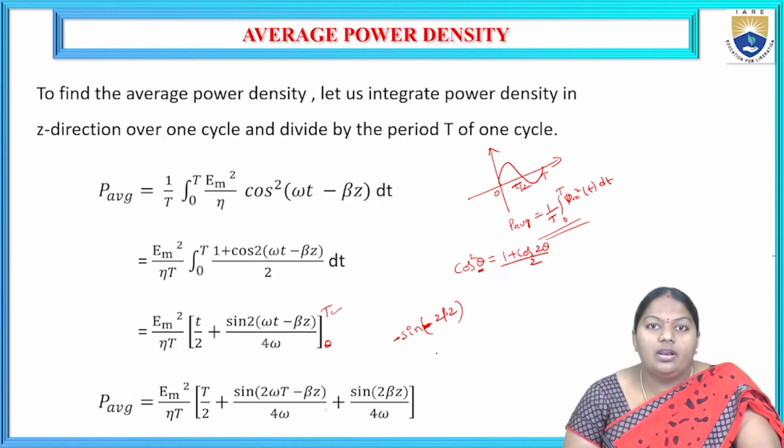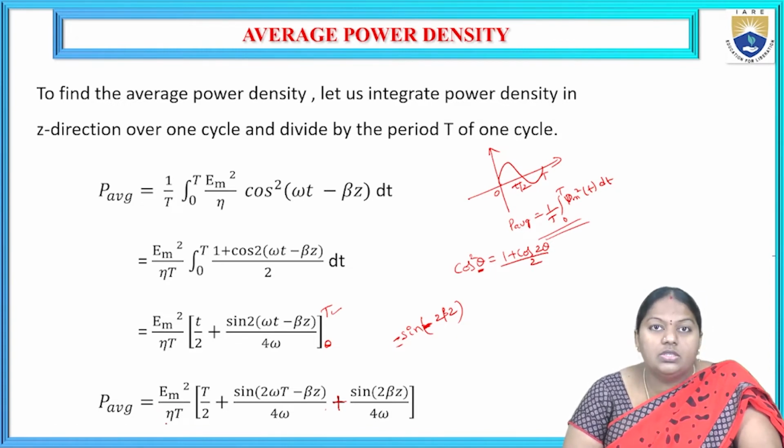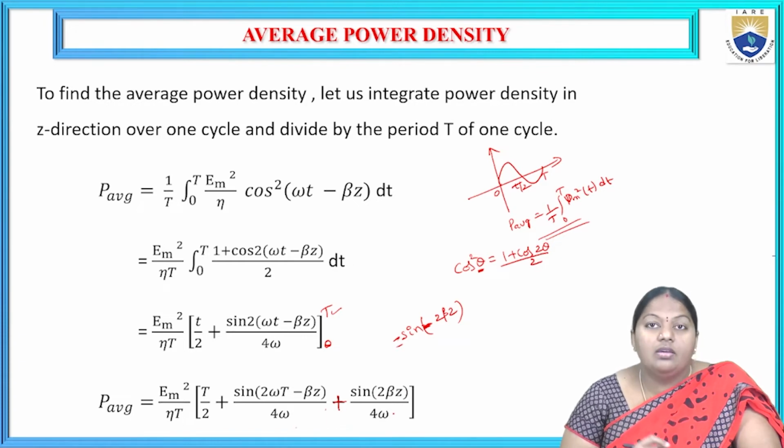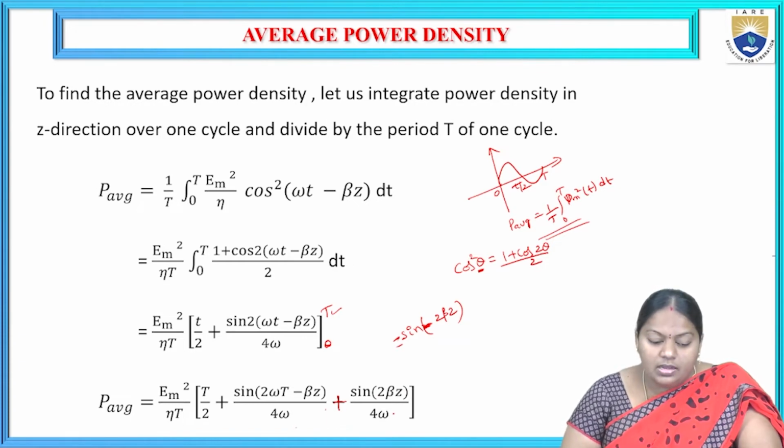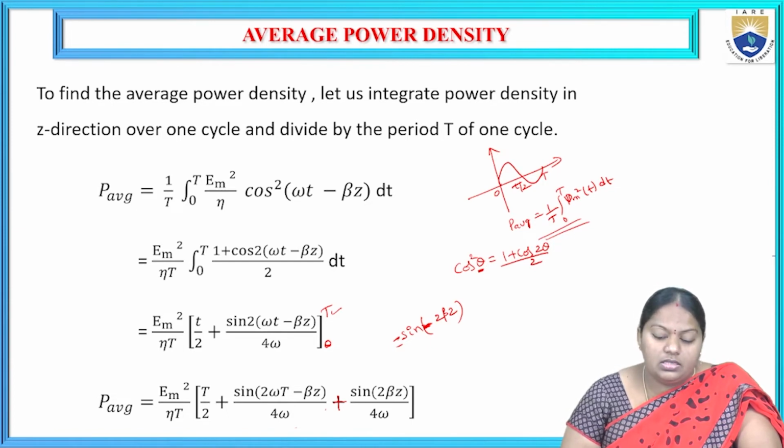Upper limit minus lower limit, then negative is there, and sine of minus theta becomes minus sine theta, then minus minus becomes plus here. Okay, then P average is equal to Em square by eta into T, then T by 2 plus sine 2 omega t minus beta z by 4 omega plus sine 2 beta z by 4 omega. Right? So now to derive this average power density, firstly we have to consider P average in general formula.